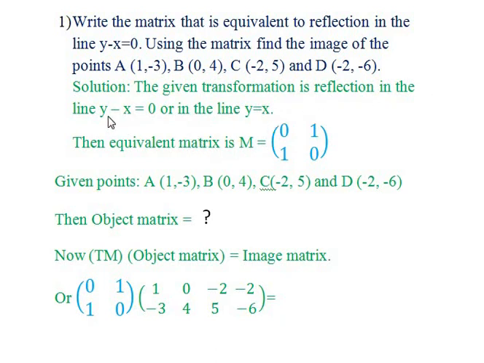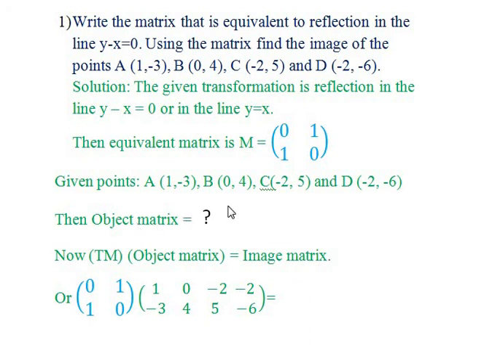of the reflection in the line y equal to x or y minus x equal to 0, or you can write x minus y equal to 0 also. Okay, that is 0, 1 and 1, 0. So the points that we have to transform by using this matrix are A (1, minus 3), B (0, 4), C (minus 2, 5) and D (minus 2, minus 6). So how do we express these coordinates in the form of a matrix? We have to convert them in column form.